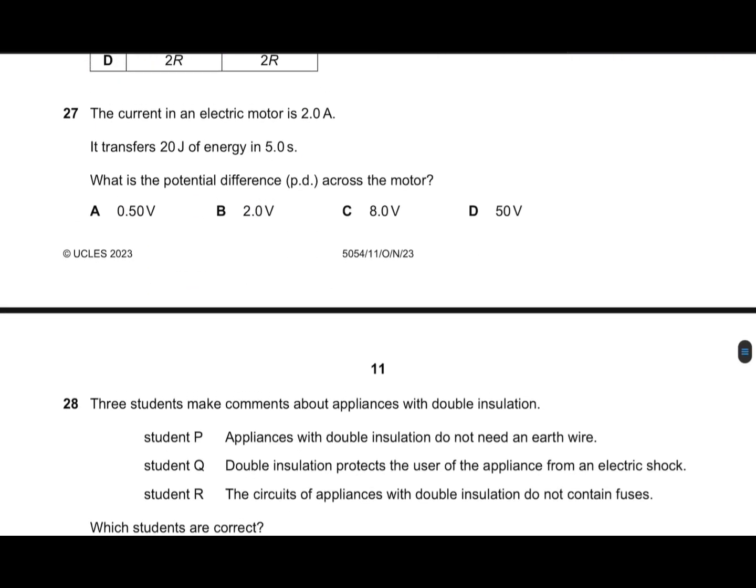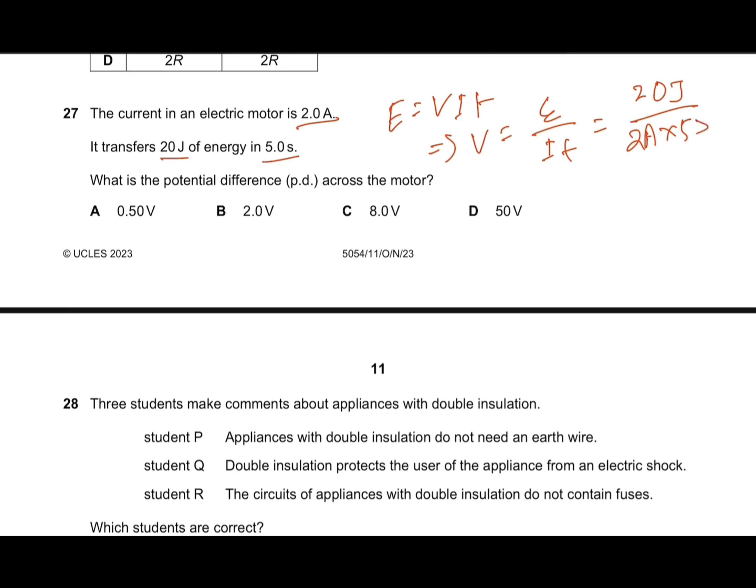The current in an electric motor is 2 ampere. It transfers 20 joules of energy in 5 seconds. What is the potential difference across the motor? So we can see E will be equal to VIT. Over here, V will be equal to E divided by IT, and E is 20 joules divided by 2 ampere multiplied by 5 seconds. So that will be equivalent to 2 volts. B is our correct option.